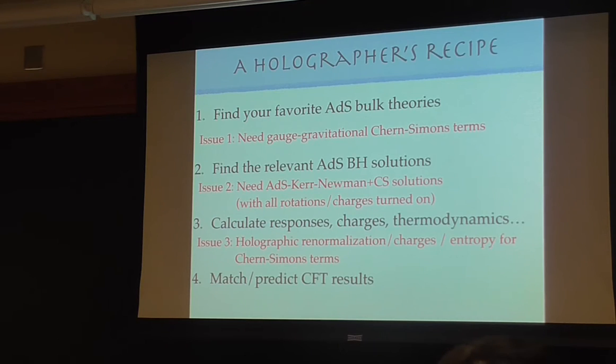If you are a holographer, your recipe is always this. Find a particular theory that you care about. Sometimes it's a toy model, sometimes it's a realistic embedding in string theory. First, write down your favorite AdS bulk theory. In this case, the bulk has to reproduce some non-conservation, and this turns out to need some gravitational or gauge-gravitational Chern-Simons terms. The next thing to do is to decide what kind of state you want to study. If you're studying a finite temperature state, you have to look at the relevant AdS black holes.